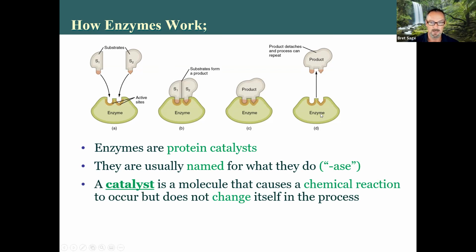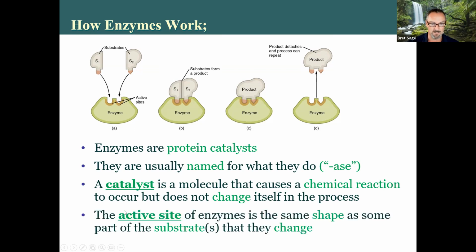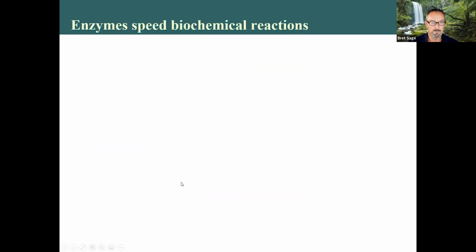So notice the enzyme in step D is the same as the enzyme in step A. The active site of the enzyme is the same shape as part of the substrates. Notice that the two substrates have equivalent active site shape opposites, so they can fit in. If they don't fit exactly, they won't fit together, they won't be converted, and the enzyme has no effect on those substrates. Enzymes speed biochemical reactions. So now talking about inside the body, what do they do? They lower what is called activation.